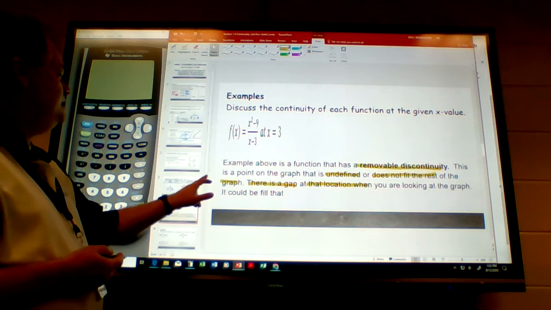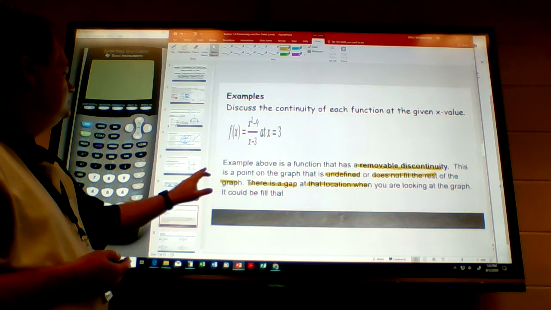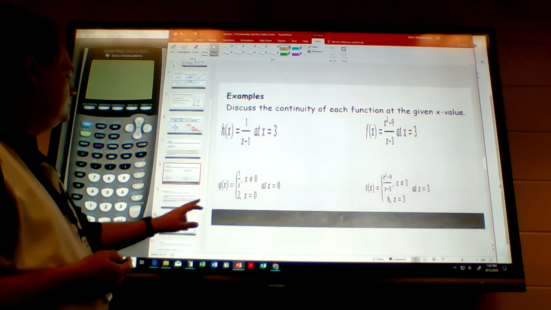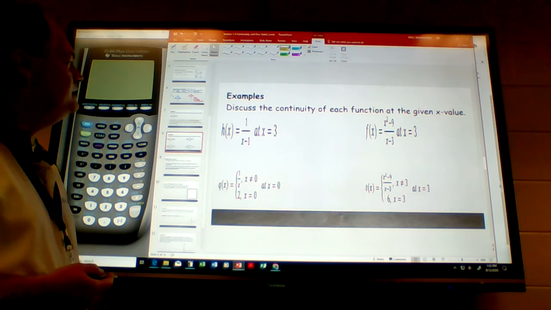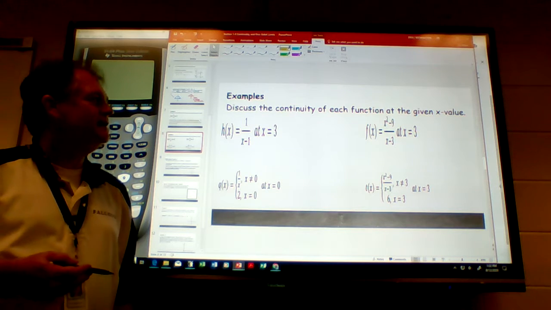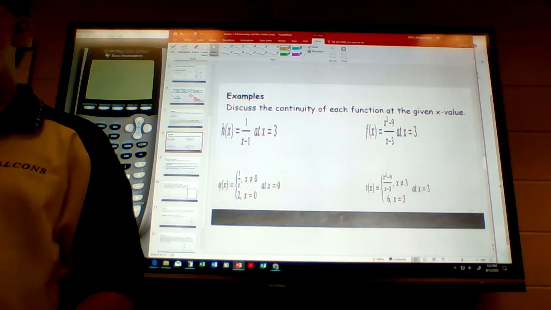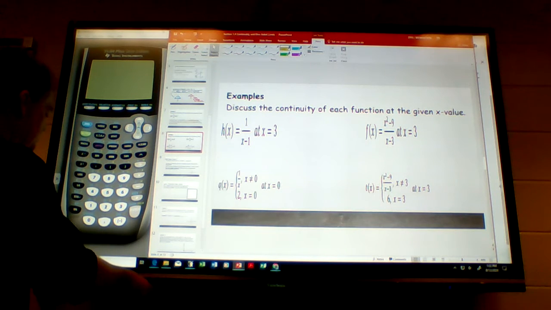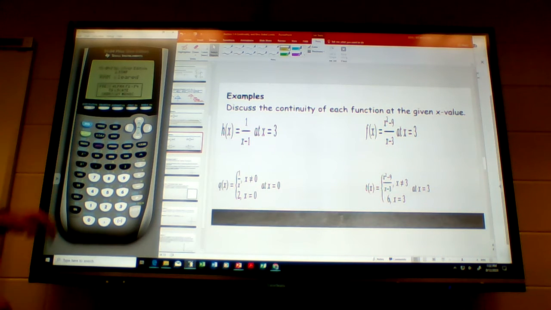All right, now let's look at our example right here. In this case, it says discuss the continuity at each function on the given x value. All right, so the question is, if we were to graph this, as a matter of fact, here's what we're going to do. I've already set this up on my calculator. You can do the same on yours.